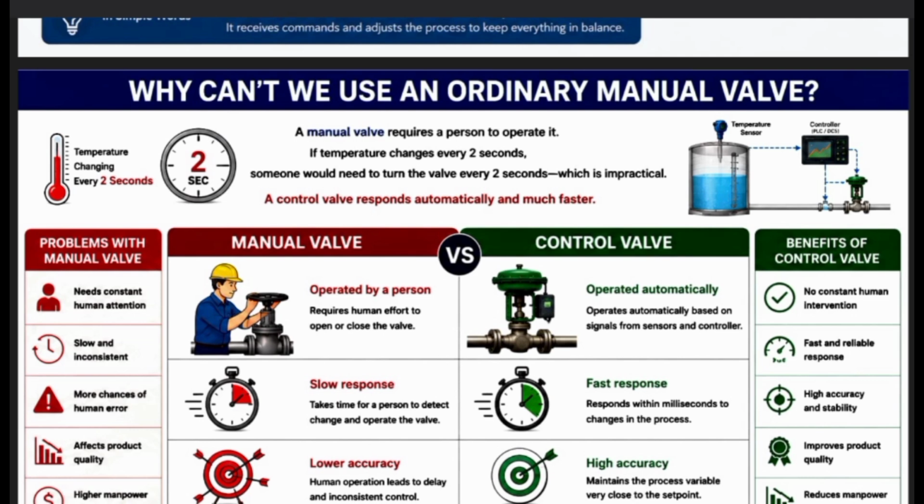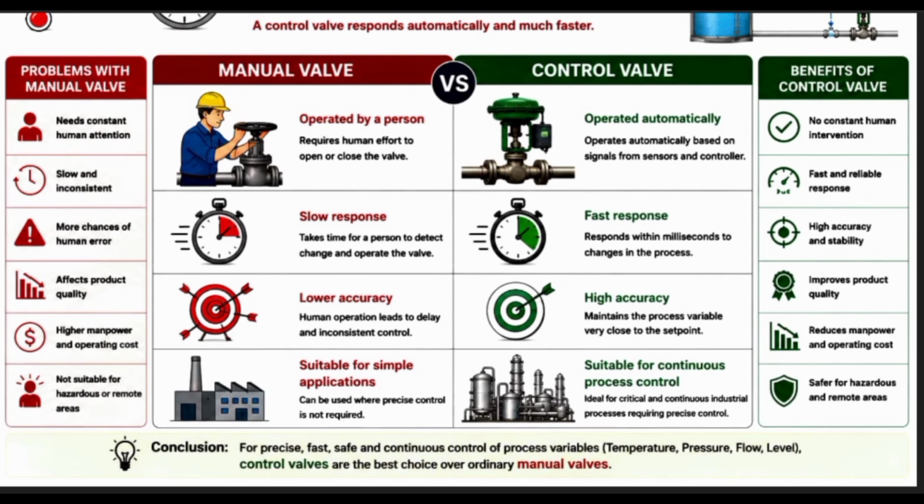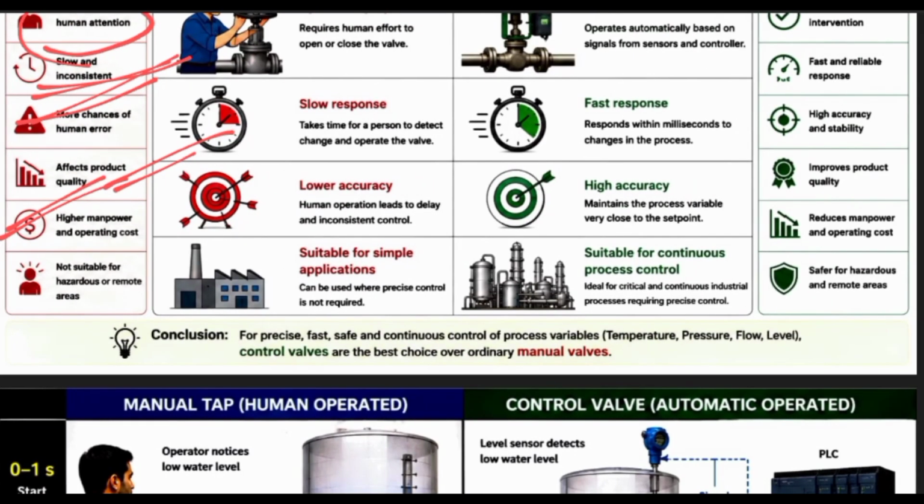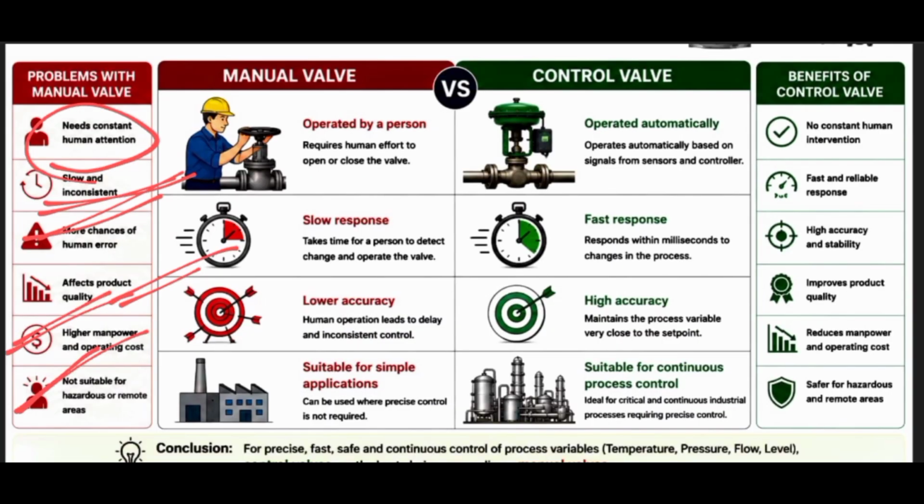One question arises: why can we not use an ordinary manual valve, but instead use a control valve operated by a PLC? Problems with manual valves: need constant human attention, slow and inconsistent, more chance of human error which then affects product quality, higher manpower required, not suitable for hazardous areas. These are some drawbacks of the manual valve.